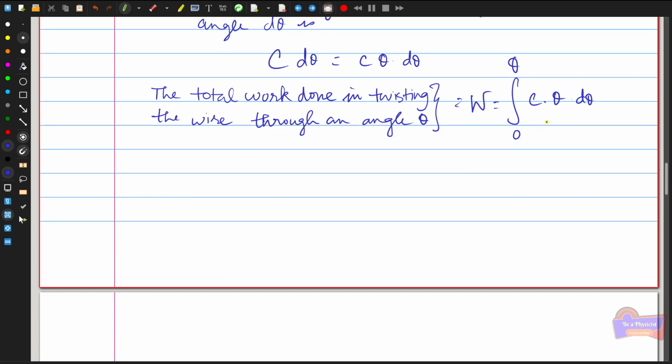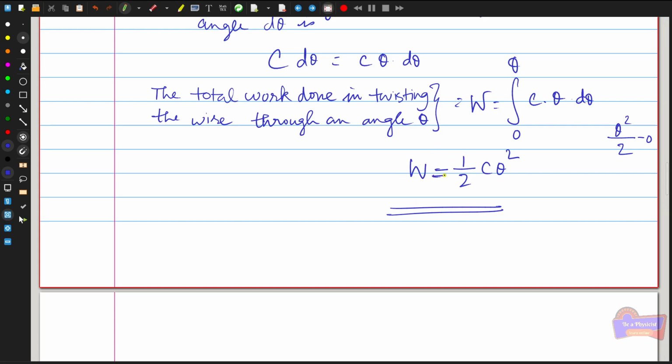We already know that C is a constant, that means the couple per unit twist is a constant, which we can take outside. So W is equal to c times the integral of theta d theta, which is theta squared divided by 2. We have theta and 0 as limits. Substituting the upper limit, it is theta squared by 2 minus 0. So the final answer is half c theta squared. Okay, this is the work done to twist the wire through an angle theta.